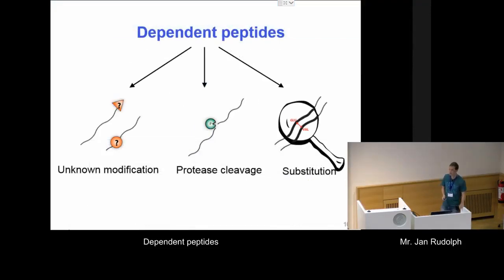Okay, so dependent peptides can originate from different scenarios. Dependent peptides might just bear unknown modifications, but also protease cleavage can lead to shortened peptides, which you can think of as just a big minus delta mass. And also amino acid substitutions will just be seen in the mass spec as a change in the mass of the peptide.